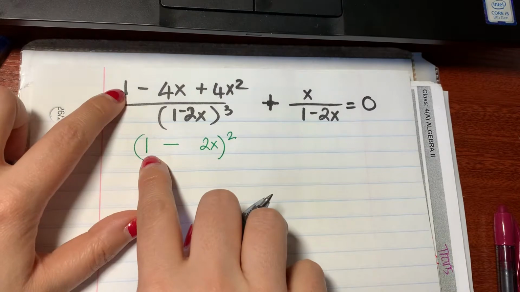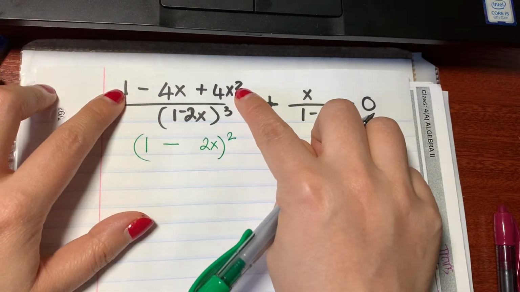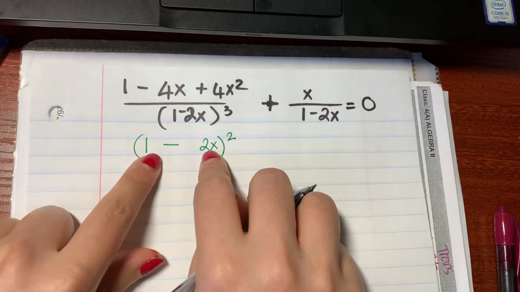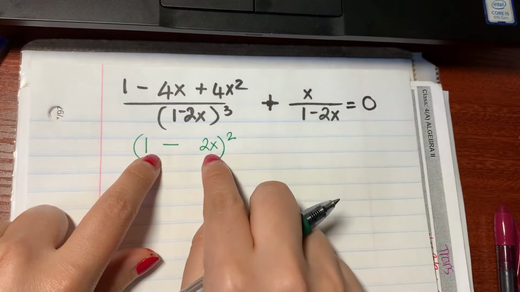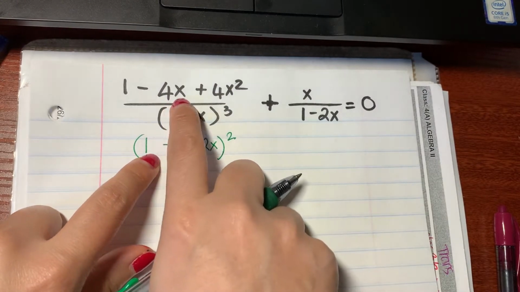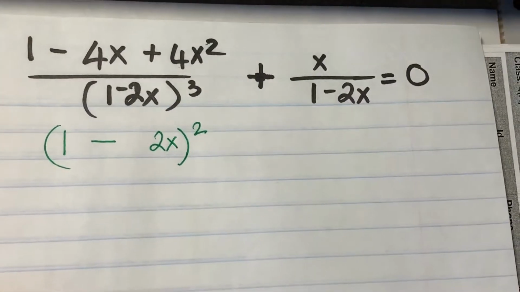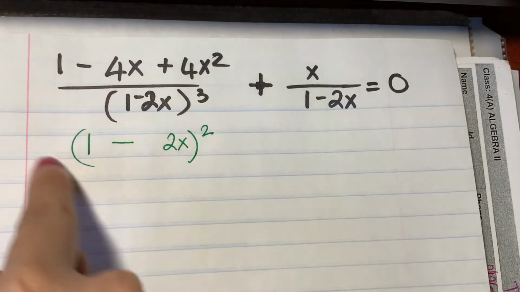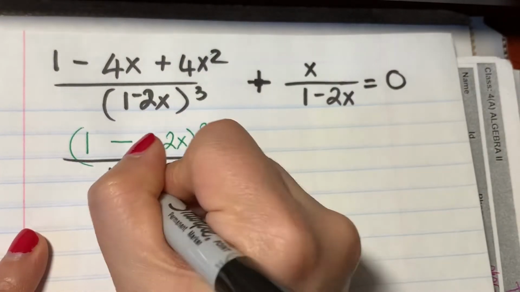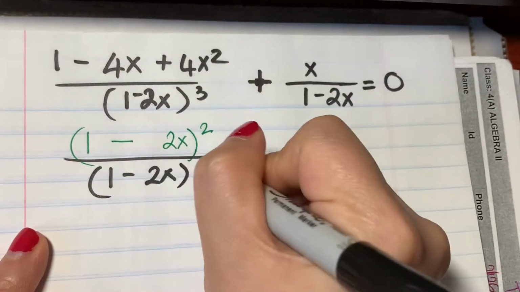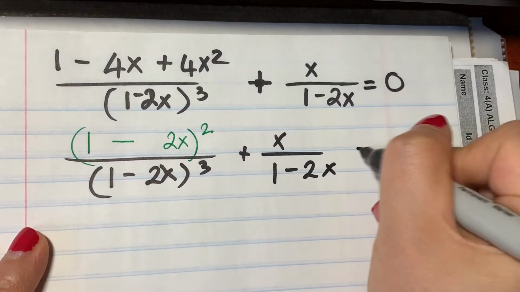So when you square 1, you get 1. When you square 2x, you get 4x squared. And then when you multiply these two, that's 2x, and then times 2. 2 times of that will give you negative 4x. So it's perfect. Now we have written the top into this one. And the bottom we did not do anything, so we're gonna rewrite them the same. Plus x over 1 minus 2x equals 0.